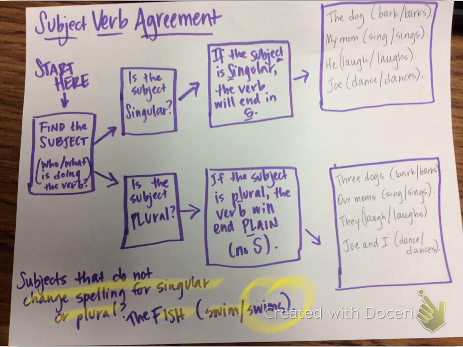Okay? So again, subject-verb agreement is very easy if you'll just follow the map. You're going to start here. You're going to find the subject. You're going to ask if it's singular. If so, the verb ends in S, just like all these examples: barks, sings, laughs, dances. If the subject is plural, you're going to go here because it's going to end in a plain ending. That means no S. Then you're going to go here for things like bark, sing, laugh, dance.